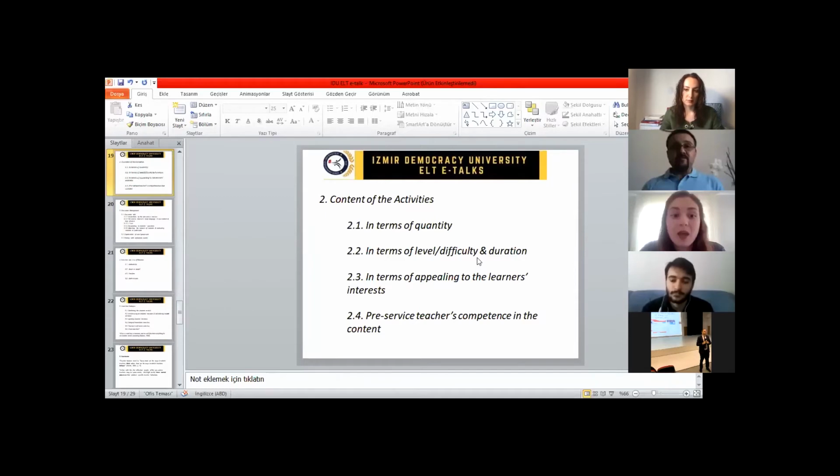for the students. And the pre-service teacher's competence in the content he or she is going to teach is also very important. If the pre-service teacher does not have self-confidence in terms of the content, there may arise great problems in the micro-teaching. You know, classroom management is a very crucial, very important skill.